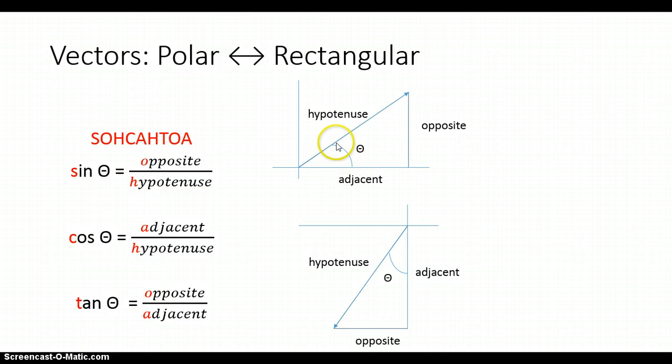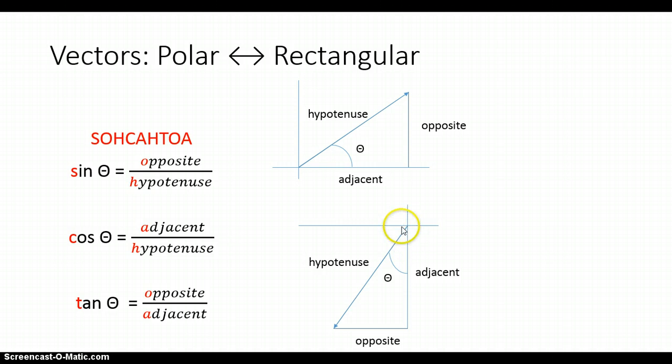Remember when we were measuring from the x-axis here, all right? What ended up happening was, if this is our theta, the opposite side is opposite to theta here. The hypotenuse is the actual vector starting from the origin out to some point. And the adjacent side is a side here that touches the actual angle.